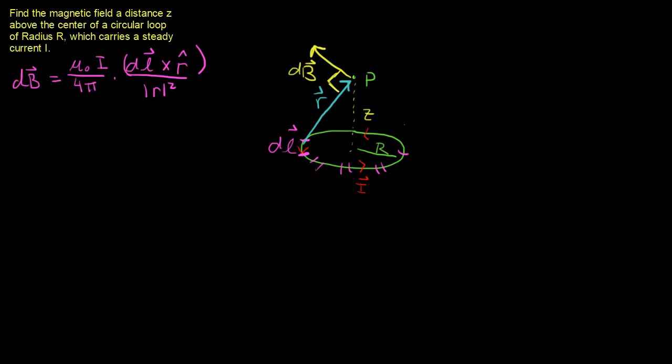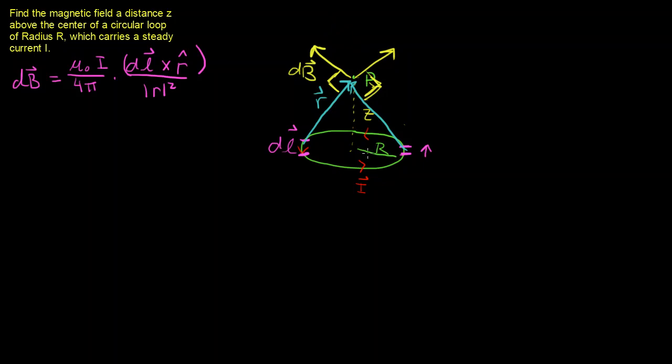Now that may seem like a hassle, but it's actually quite nice because this is a symmetric problem. So the dl that we have shown here, part of it will be canceled out by the dl here. So we have another dl vector there. It's going in this direction, and r points to the point P, which means that the dB in this direction is going to point this way, still at a right angle.